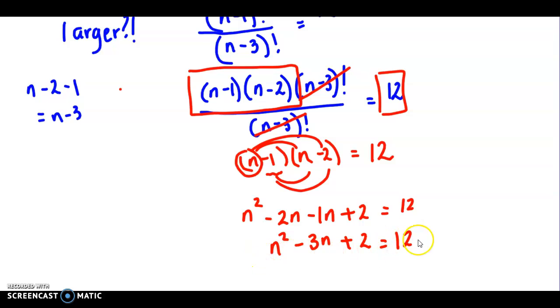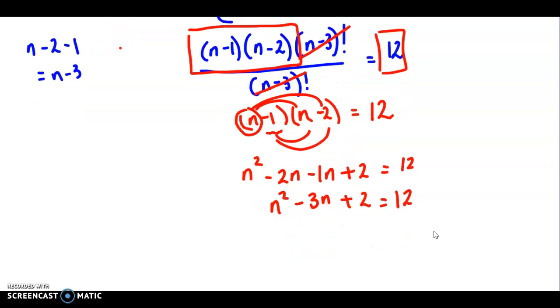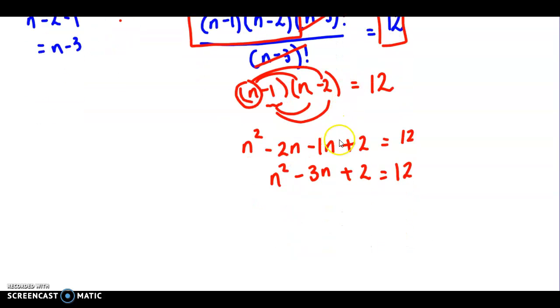This is a quadratic equation that we're solving. It's a quadratic because we have an n squared. So the first thing that we're going to do when we have a quadratic is to get equals 0. So I'm going to get rid of this plus 12 by subtracting 12, and whatever we do to one side, we do to the other. And so now 12 minus 12 gives us 0. Simplifying the other side, we have n squared minus 3n minus 10.